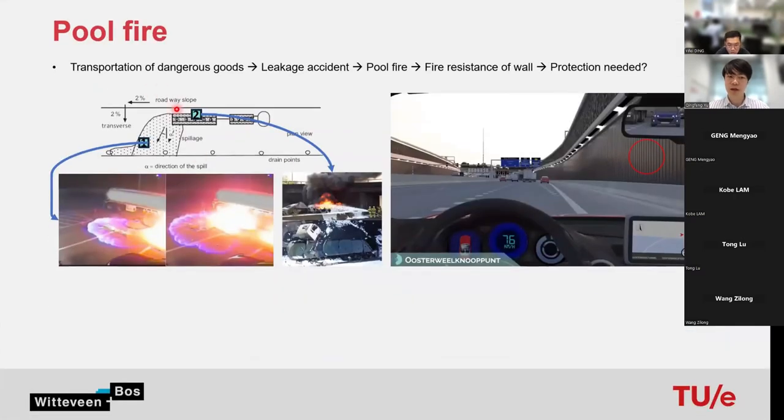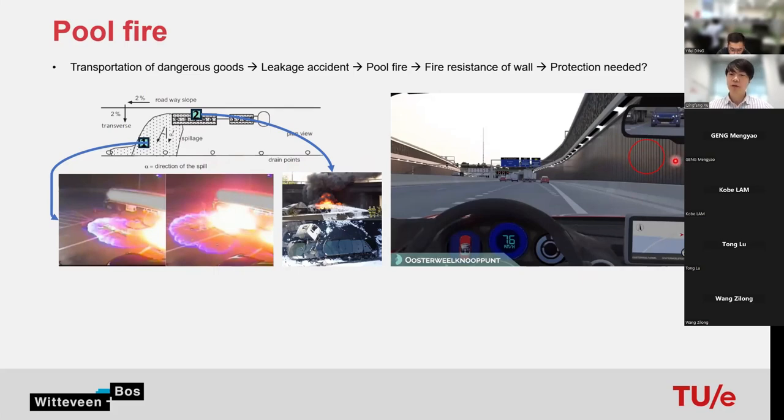For example, they have different assumptions. There will be a lot of dangerous goods trucks transferring every day from Antwerp port to Central Europe. And we will assume, okay, if a fire accident happens there, and there's a retaining wall here, should we protect this retaining wall using insulation materials?